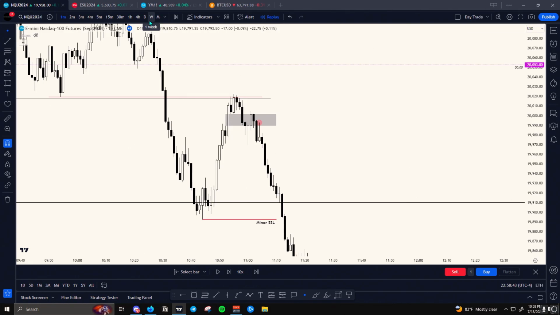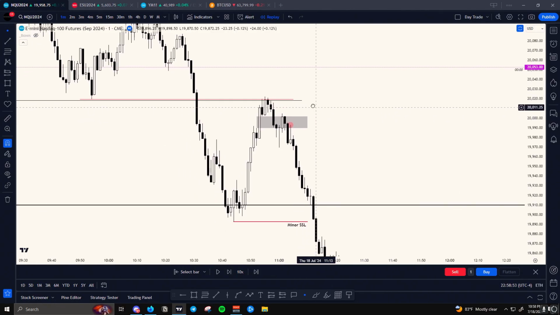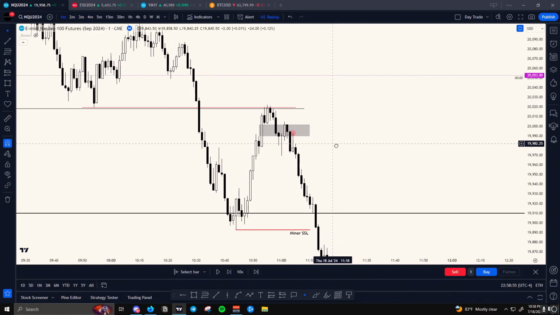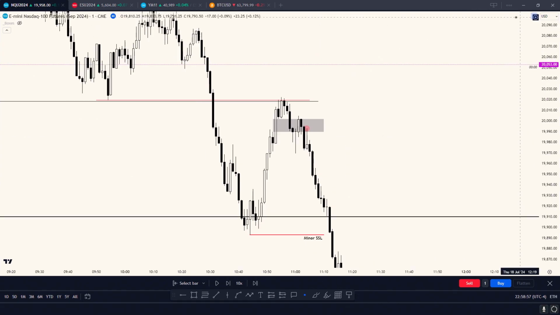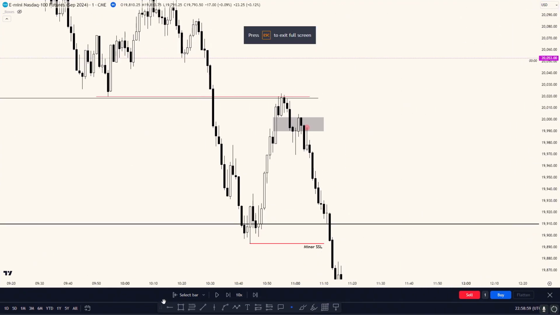I want to break this trade down for you guys. This is the trade that I took today on July 18th. This is an 11:04 trade, a market maker sell model of the AM session. It's a continuation of the trend. So first of all, we need the higher time frame context.